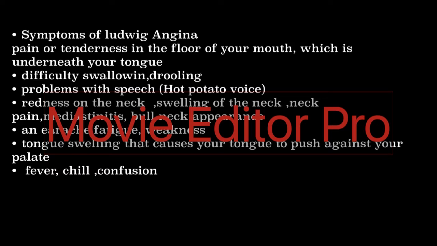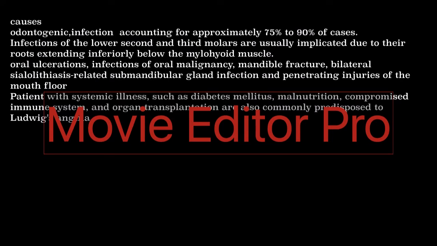Symptoms of Ludwig's angina: there is pain or tenderness in the floor of the mouth, which is underneath the tongue. There is difficulty in swallowing, drooling, and problems with speech, what is called hot potato speech. There is redness and swelling of the neck, which is often termed a bull neck appearance, earache, fatigue, and tongue swelling, where the floor of the mouth gets swollen, pushing the tongue towards the palate, along with fever, chills, and confusion.